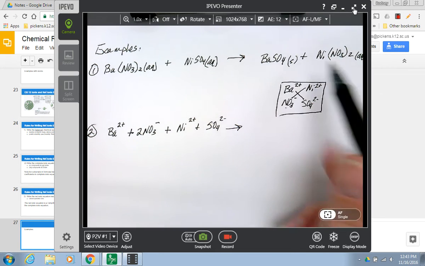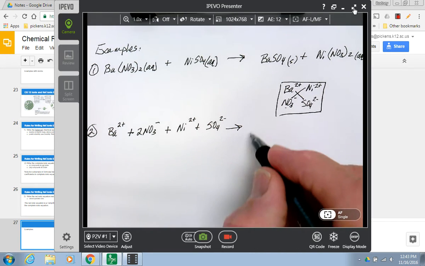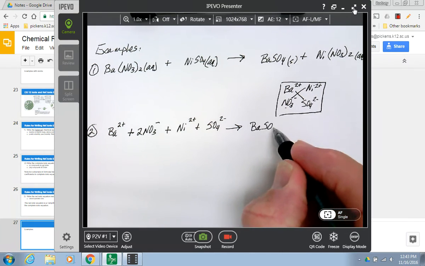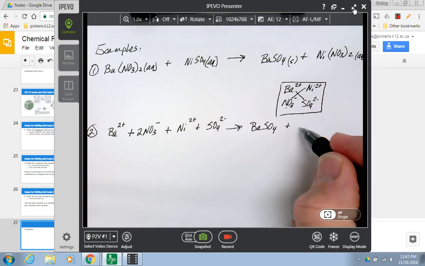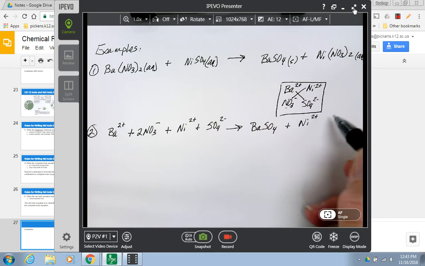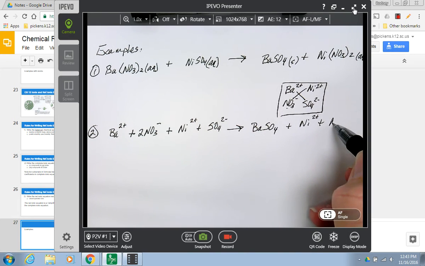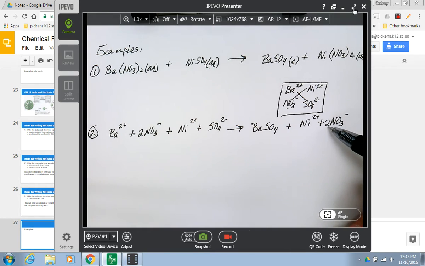Now we have barium sulfate. Notice that barium sulfate is a solid. Solids do not ionize, so I'm simply going to copy the formula down. I'm not going to break it apart. It is the formula barium sulfate. Next, we're going to have plus nickel nitrate. Nitrate ionizes, so we're going to break it up: nickel 2 plus and my nitrates, and that's going to be 2 of them, again, because I have a subscript of 2 right here, so that becomes the coefficient to show I have 2 nitrates. It's kind of like working the opposite way there.